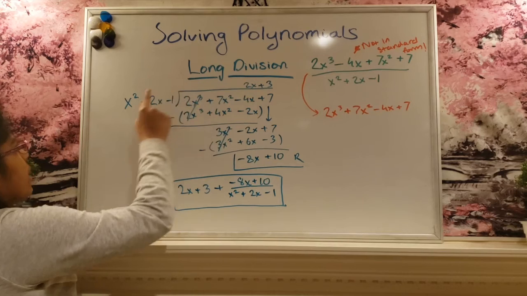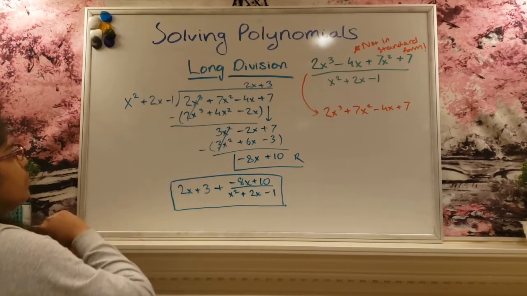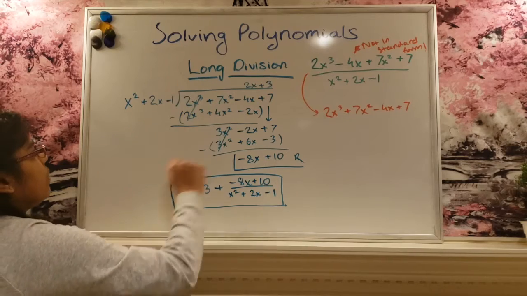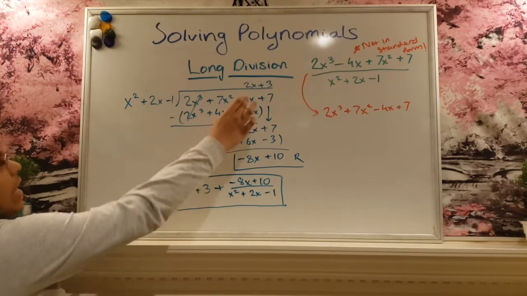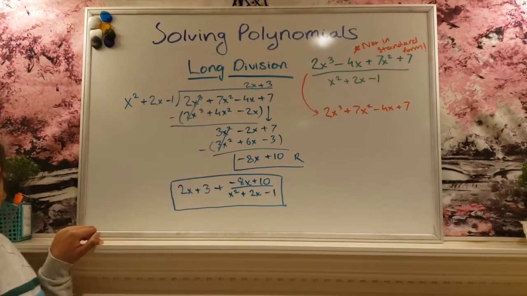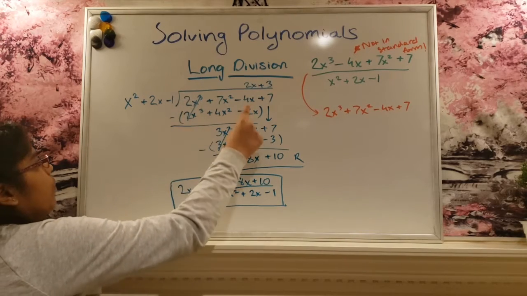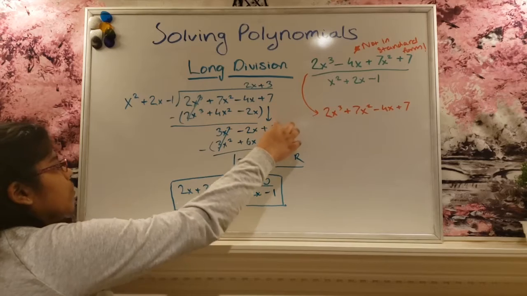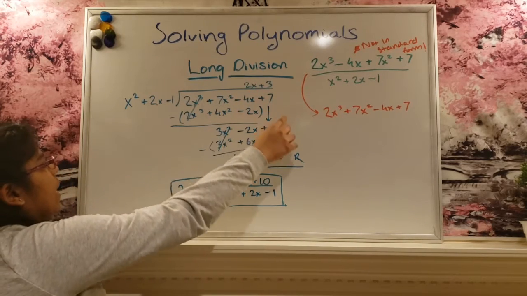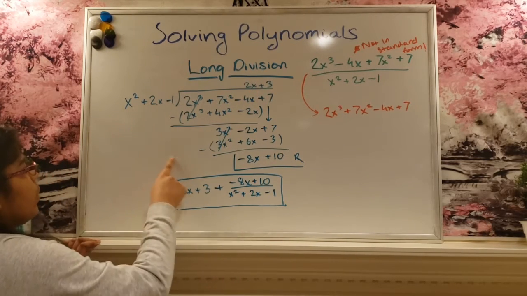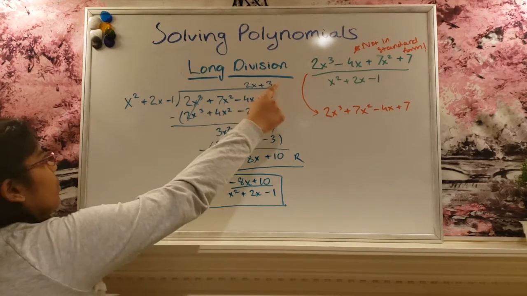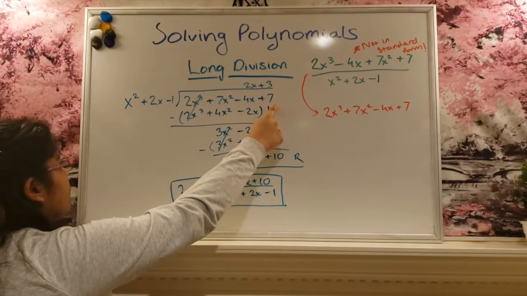And 2x times positive 2x is equal to 4x squared. 2x times negative 1 is equal to negative 2x. Notice how I did it with all three of the terms. Now multiply everything by a negative and solve for the problem. We're going to bring down our 7, and x squared goes into 3x squared 3 times. So we put our 3 again above the like term.